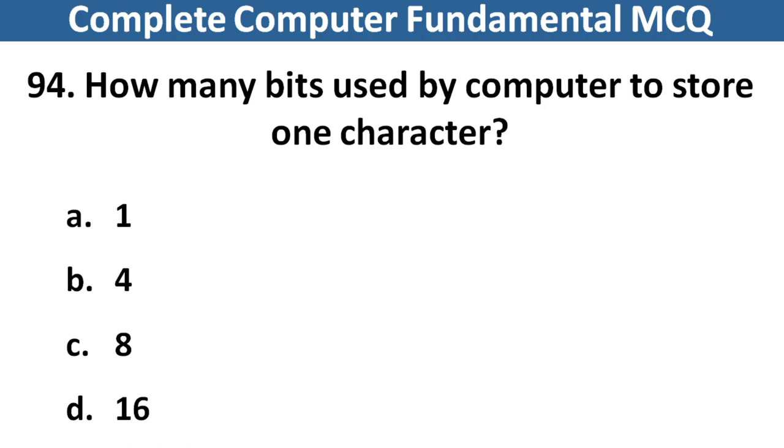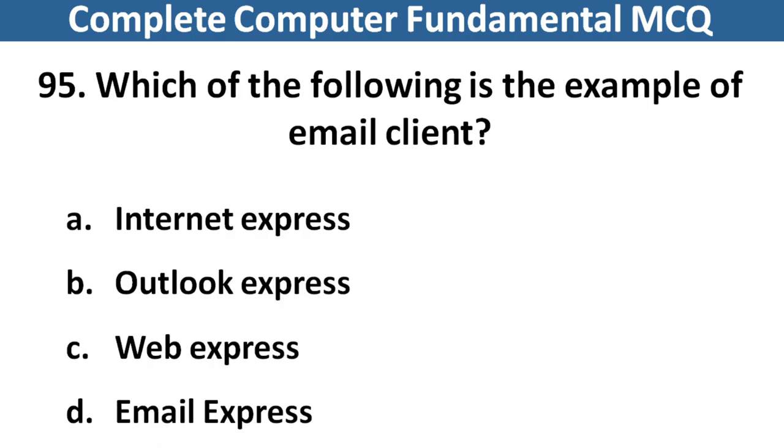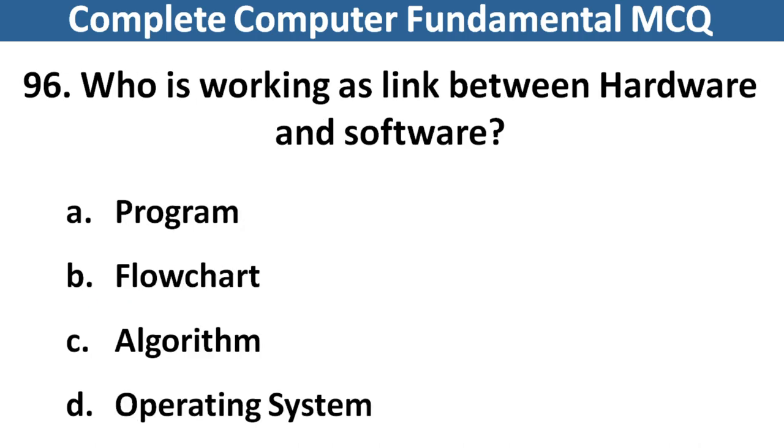Next question. How many bits are used by computer to store one character? Right answer is option C, 8. Next question. Which of the following is the example of email client? Right answer is option B, Outlook Express. Next question. Who is working as link between hardware and software? Right answer is option D, operating system.